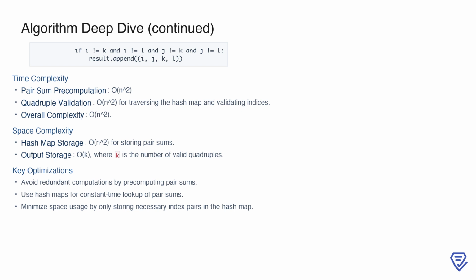Finally, the key optimizations in this method involve avoiding redundant computations by pre-computing pair sums, leveraging the hash map for efficient lookups, and minimizing space usage by only storing necessary index pairs. This makes the algorithm significantly more scalable compared to the brute force solution.